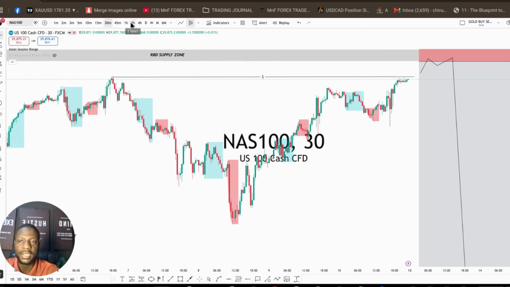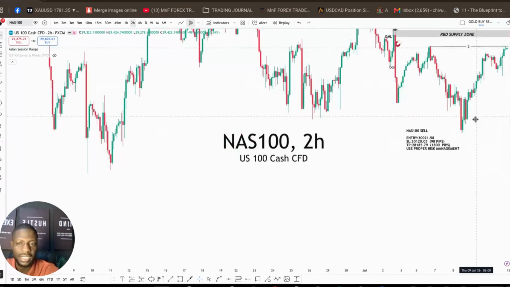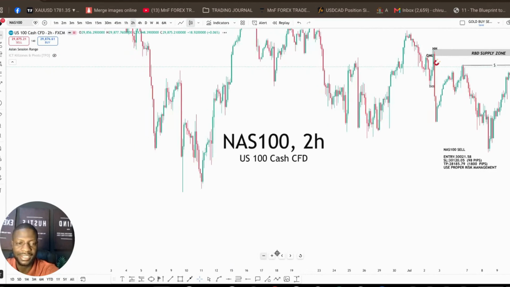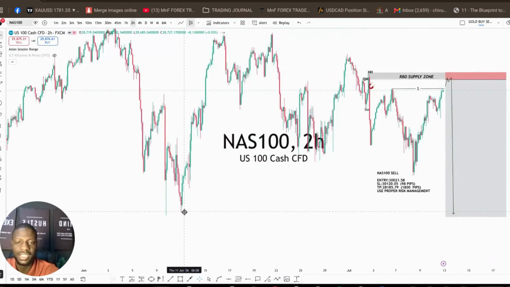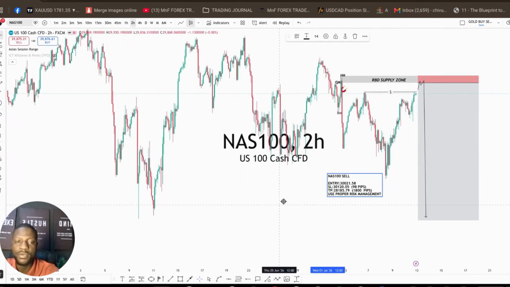And for my target, let me show you where my target is. I'm targeting this low right here. This is a swing trade. It's not a scalp. This is a swing trade. You can see that this is the low that I'm actually targeting right here. And then once the market comes here, that will be really great.